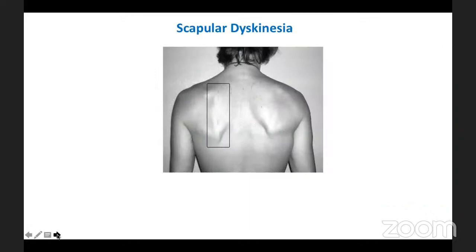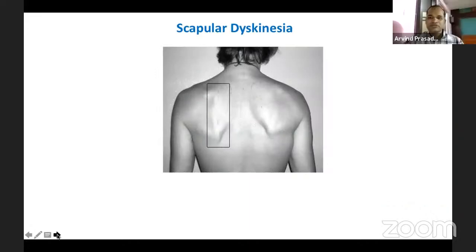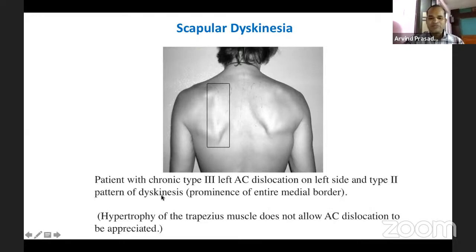At the same time, we should also look for scapular dyskinesia, particularly in those who are having chronic pain in the shoulder joint. Like in this case, we can see the medial border of the scapula on the left side is completely prominent. At the same time, there is hypertrophy of the trapezius muscle in comparison to the opposite side. So this is a type 2 scapular dyskinesia. This was a case of chronic type 3 AC joint dislocation, and the hypertrophy of the trapezius muscle was there to compensate for the AC joint dislocation. So this should also be focused on when you deal with chronic shoulder pain.